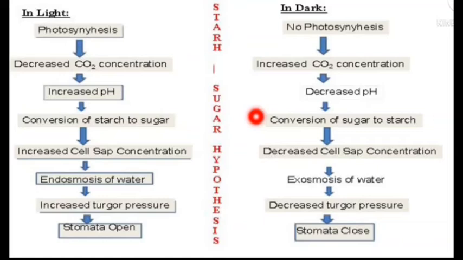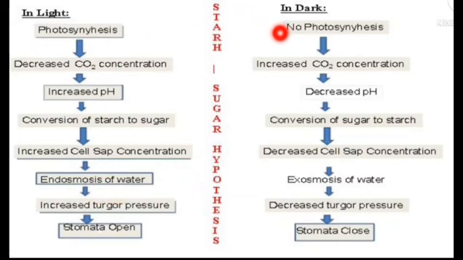From this image, we can understand the mechanism easily. In light, photosynthesis occurs. So, CO2 is utilized. This decrease in the CO2 concentration leads to an increase in the pH, or protoplasm becomes alkaline. Now this leads to conversion of starch into sugar. This increases cell sap concentration. Now endosmosis of water takes place, which increases turgor pressure in guard cells and stomata open.